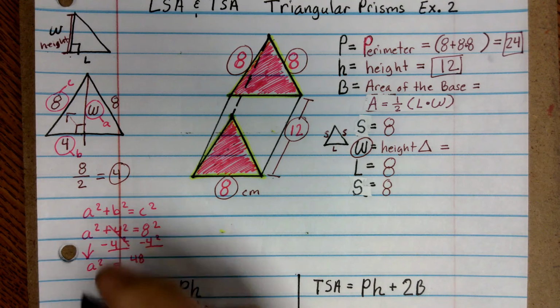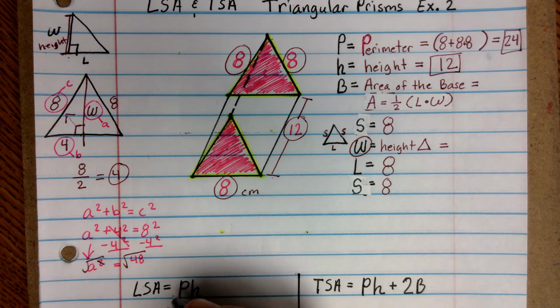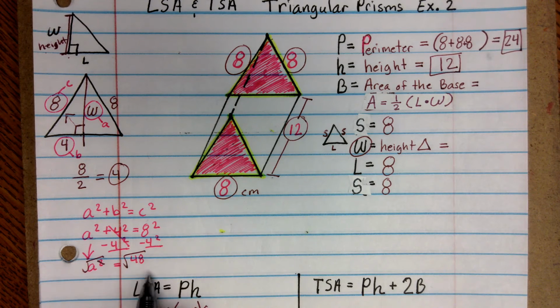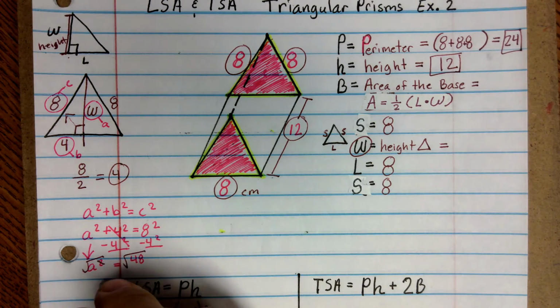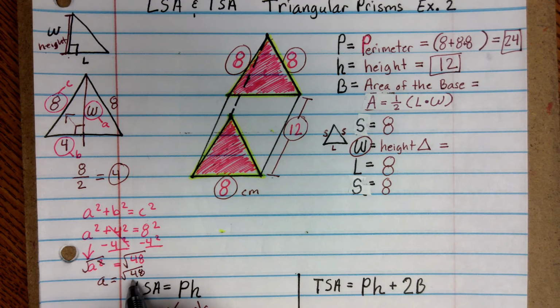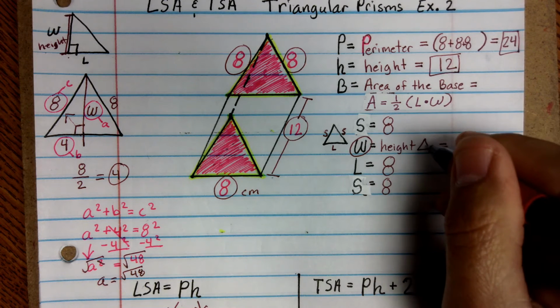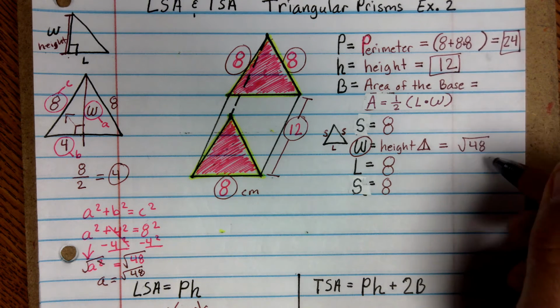Now we do have to take the square root to get rid of the squaring because we want to know a linear length. We don't want to know the area behind something. We want to know how long this line is. So with that linear measurement, we end up with a is equal to the square root of 48. And so that's going to be my W. So my W, the height of this triangle from top to bottom, is going to be the square root of 48. And I'm going to leave it as a radical.